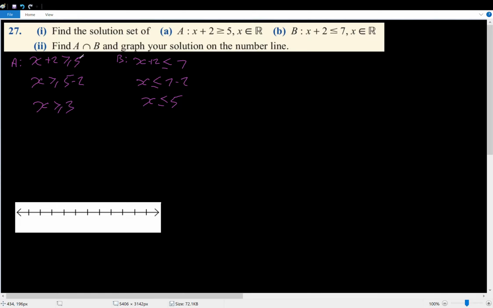And for part 2, we've got to find A intersection B. A intersection B is going to be the overlap of the two inequalities. It's going to be the values of x where x is larger than 3, but where x is smaller than 5. So the first thing we're going to do is put them together as a compound or a double inequality.